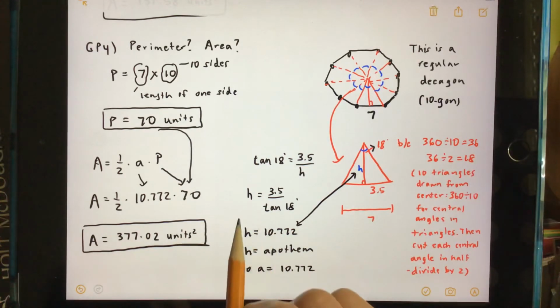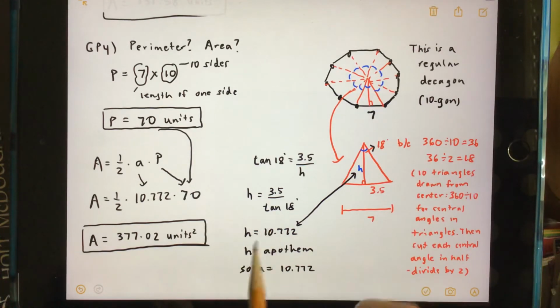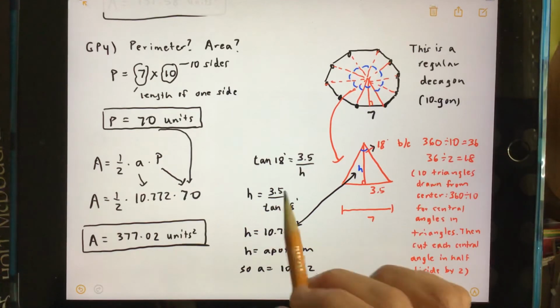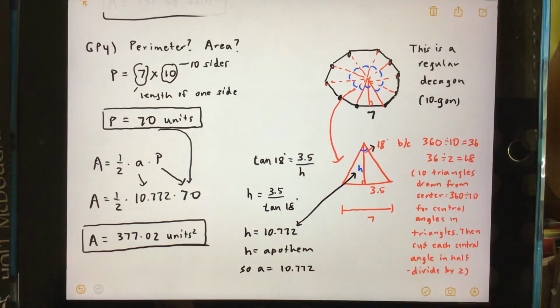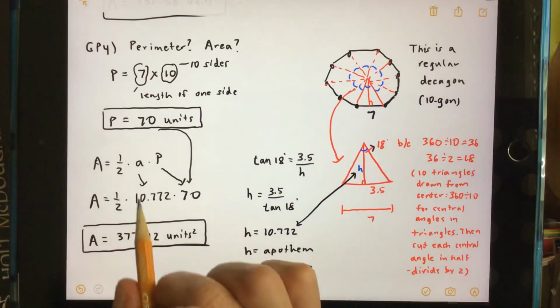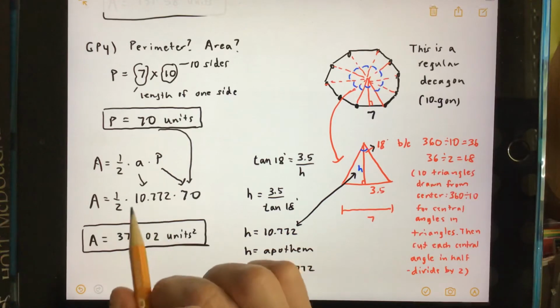All right, so I'm going to solve for h. I'm going to multiply through by h on both sides, divide by tangent of 18 on both sides, and that will give me h equals 3.5 over tangent of 18 degrees. It's calculator time. In my calculator, 3.5 divided by the tangent of 18 degrees will give me, to 3 decimal places, 10.772. That's my apothem. h is the apothem. So a is 10.772, and that's what I'm going to put in over here for my apothem.